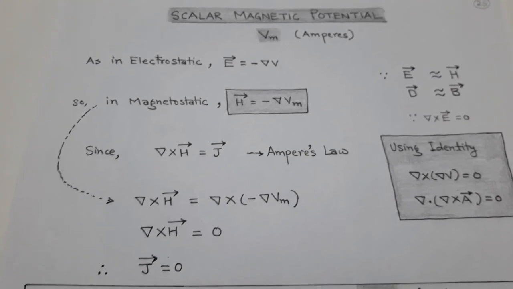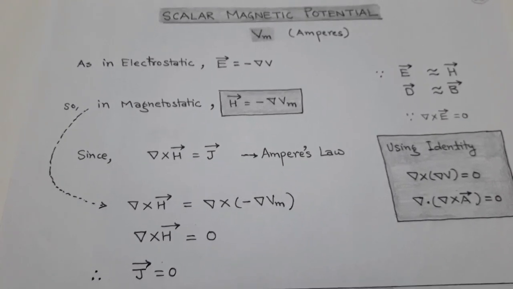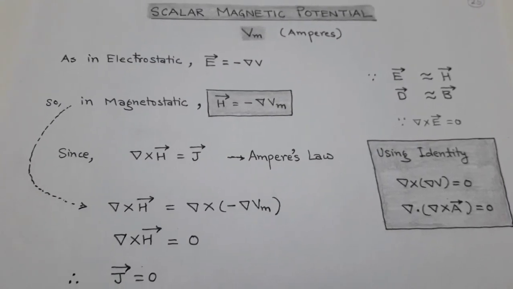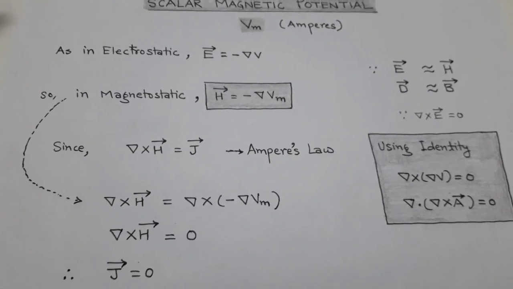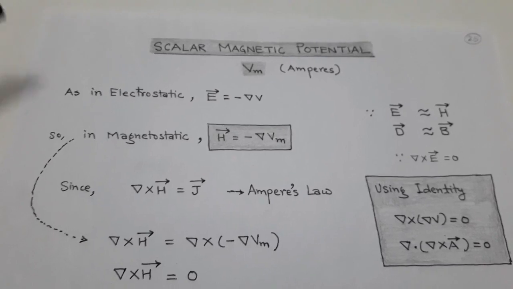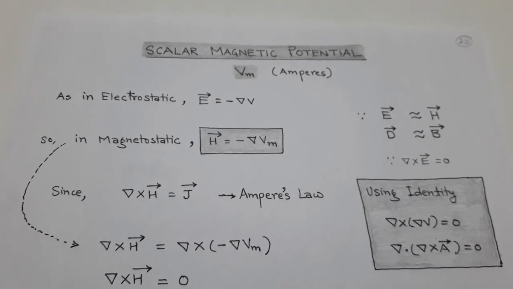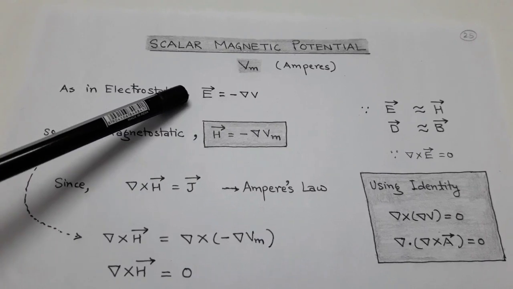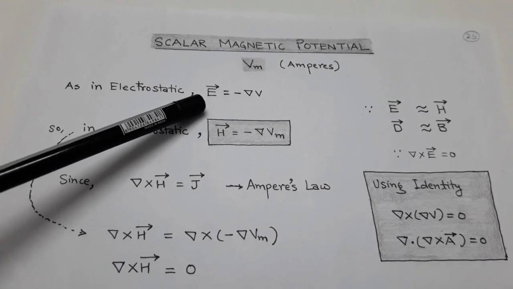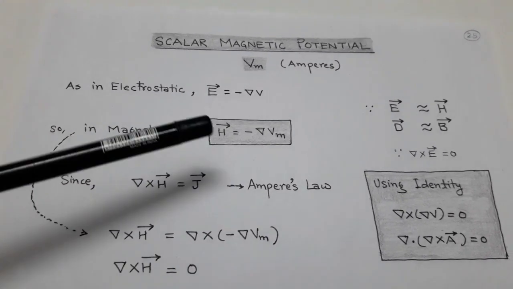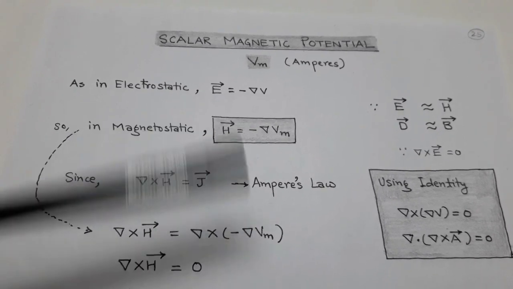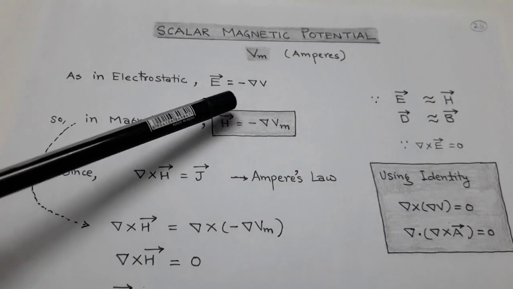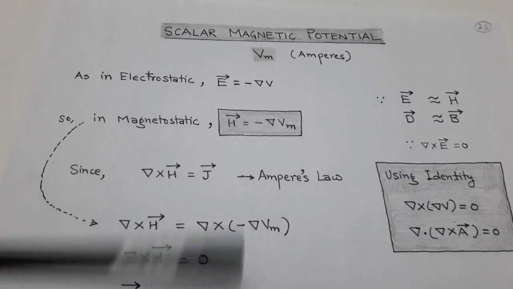The topic is scalar magnetic potential. As in electrostatics, we can use a relationship between electric field intensity E and electric potential, and the relationship is E vector equals minus del V, meaning the gradient of a potential is equal to minus E vector.